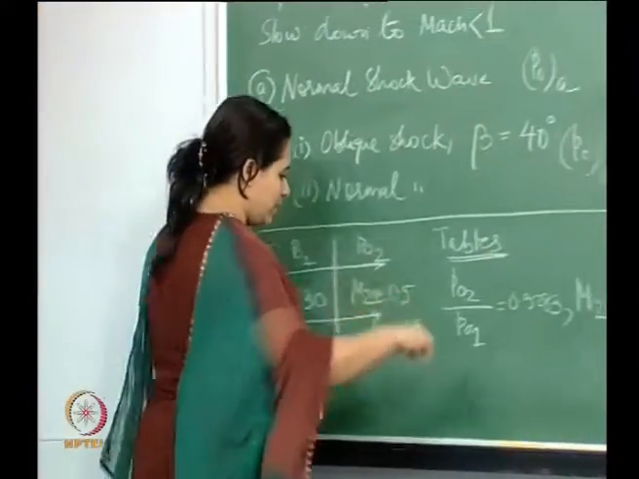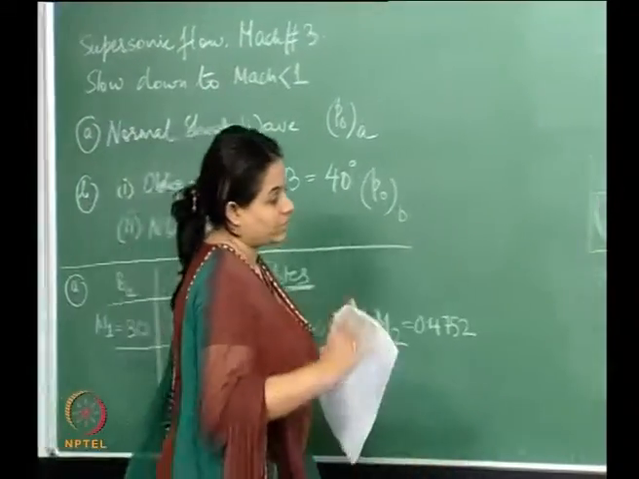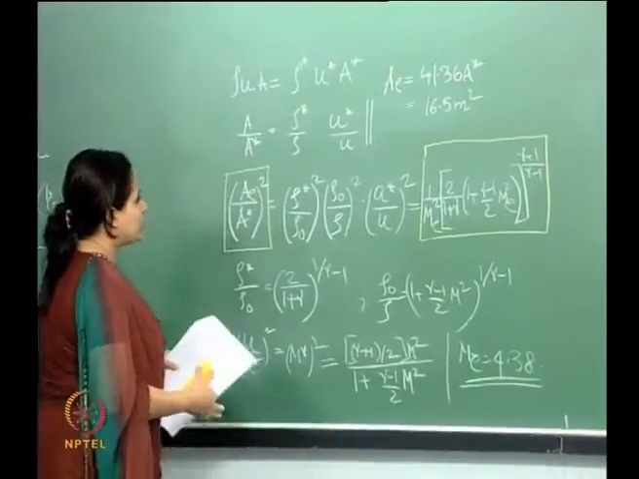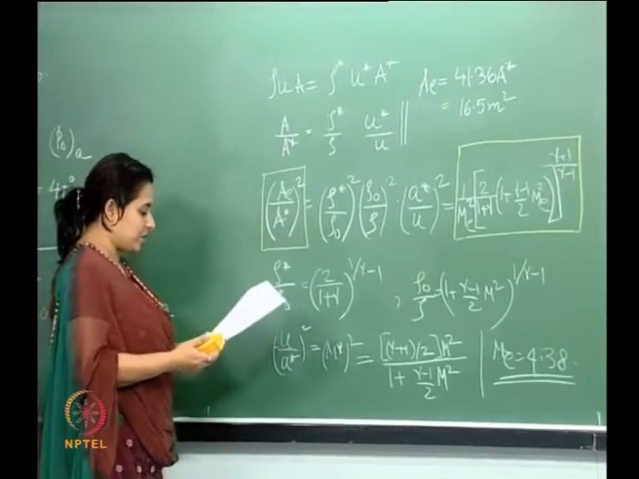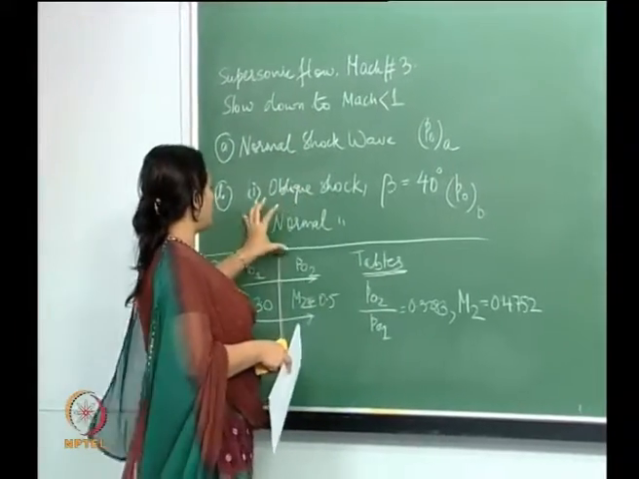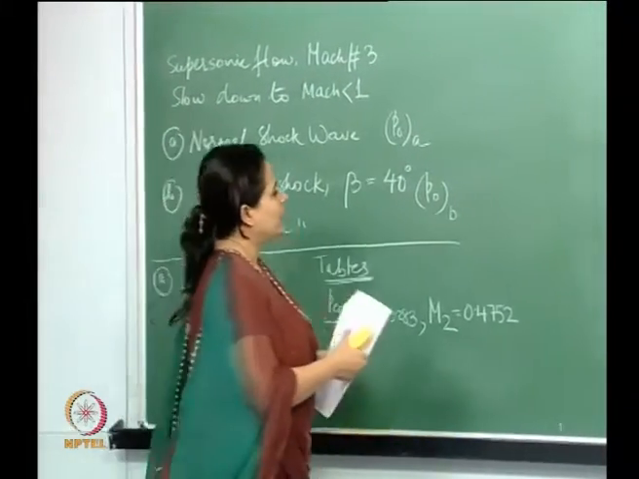Okay. Now, since we're assuming that there is more to it, let's go ahead and do this for the second one, which is a combination of an oblique shock and a normal shock. Let's do that.